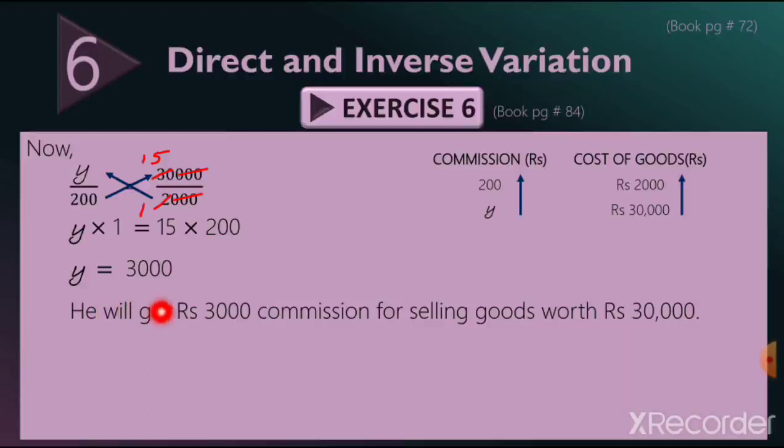So he will get rupees 30,000, sorry, it's 3,000. y is equal to 3,000. So he will get rupees 3,000 commission for selling goods worth rupees 30,000. Okay.